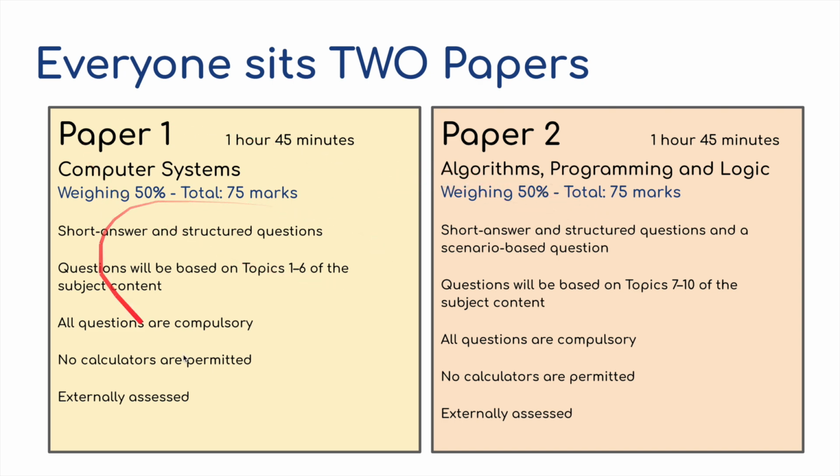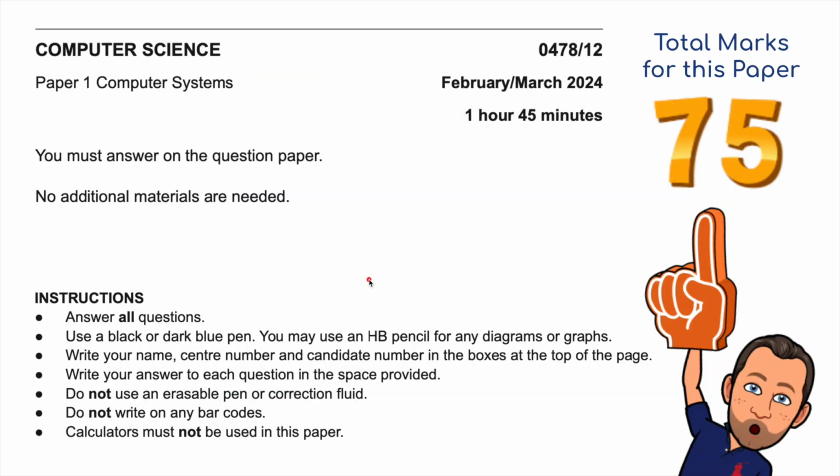But paper 1 is all about topics 1 to 6, all about the theory. No calculators are allowed. It's externally assessed, and we try to answer all of the questions. The paper lasts 1 hour and 45 minutes. I think I've tried to whiz through this in about an hour.